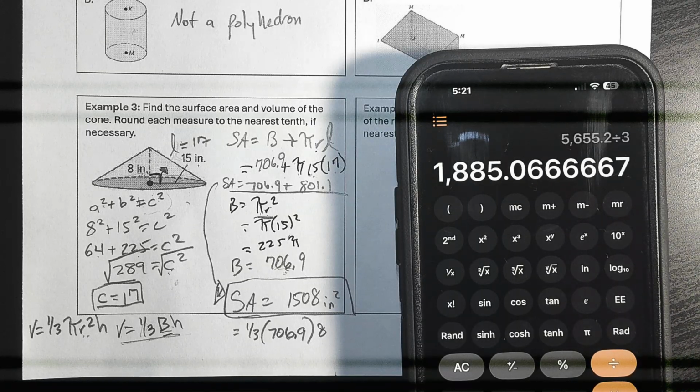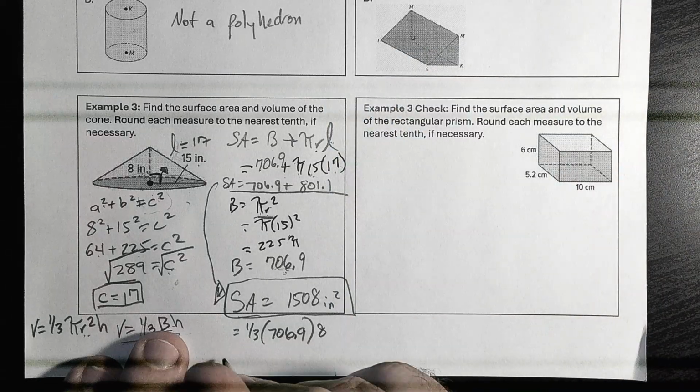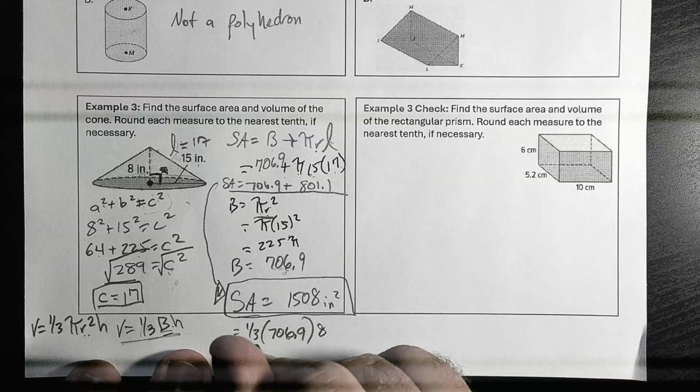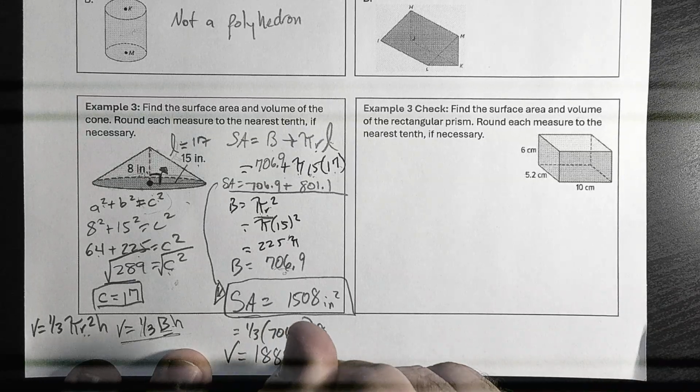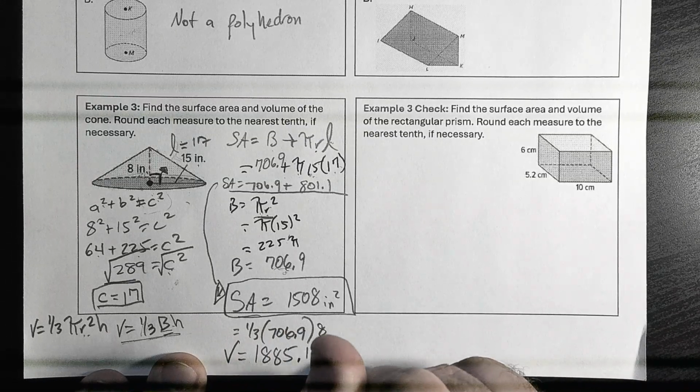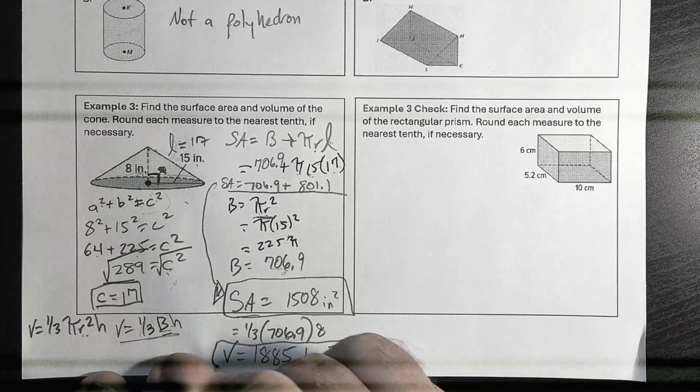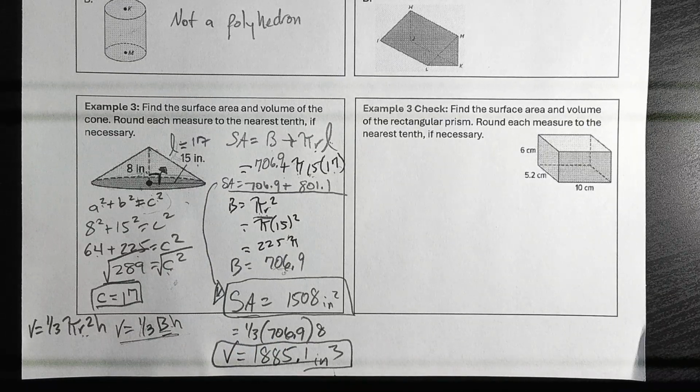So they want a third of that. Divide it by 3. So it'll be 1885.1. We're going to round that up. So the volume for this guy is 1885.1. And this is cubic inches because volume is cubed.